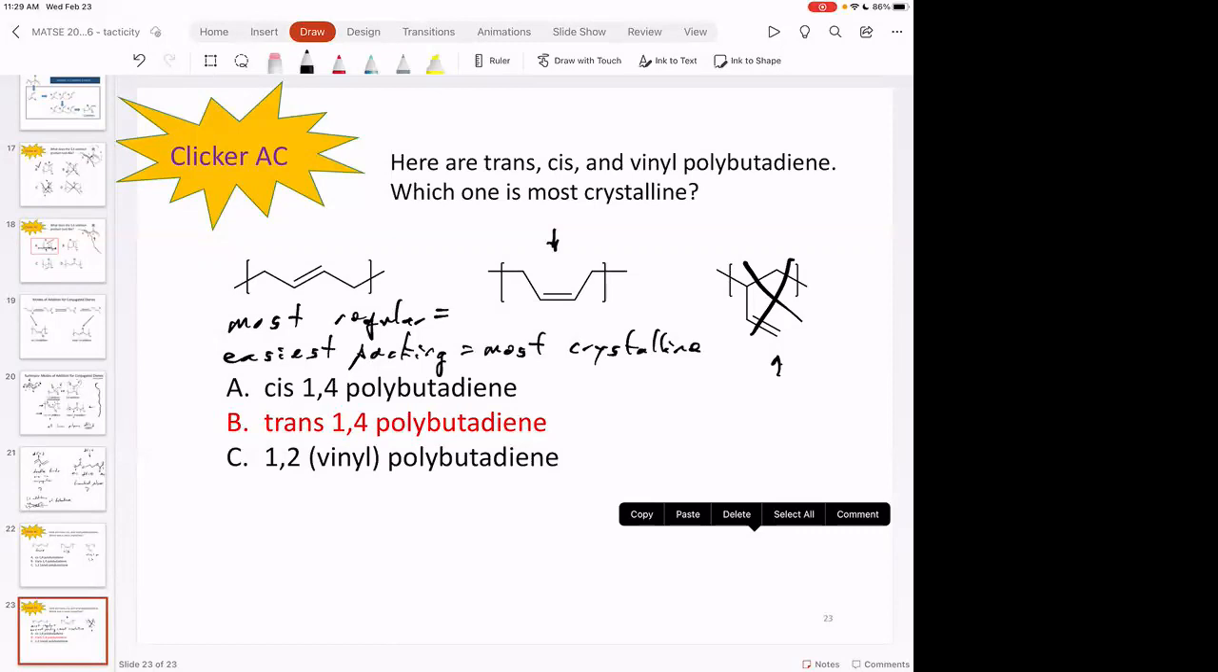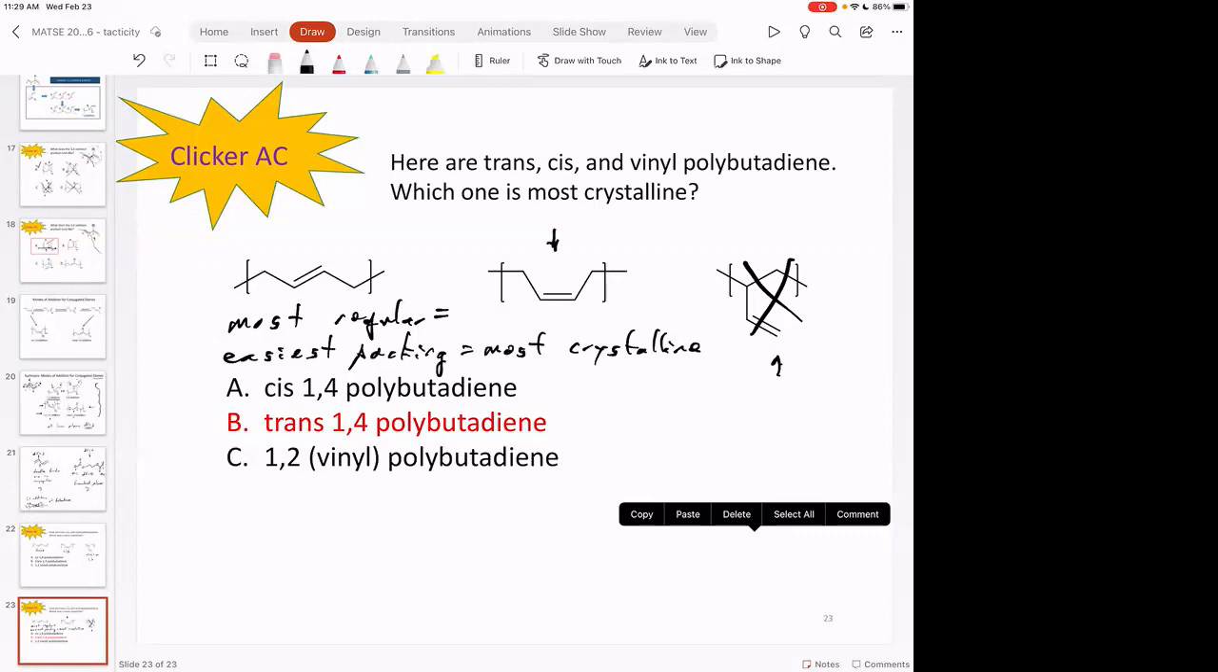Yes. So you just kind of answered my question. So trans is not always going to be the most crystalline. But how would you go about ranking, like, personality of all of these, given that it's just a question? Trans is going to be the most crystalline. Yeah. Because cis will always have this kink in it, right?